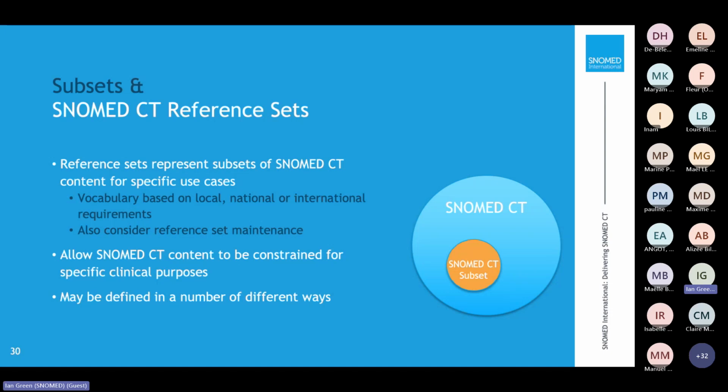Now, SNOMED doesn't have to be the international release of SNOMED. So SNOMED wherever you are. So if you're here, as in Paris, if you were to take the French edition, that would be what was in that hall. So a subset would be anything from within the French edition.